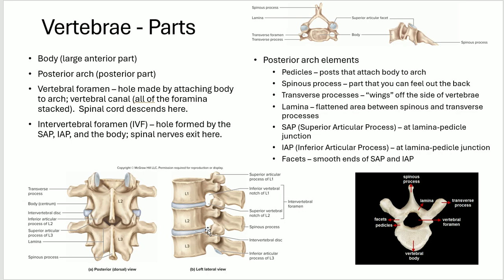There's another vertebra that comes in and attaches and forms a joint, and that's called the facet. So smooth ends of SAP and IAP. The facet is the joint. Okay, let's see.